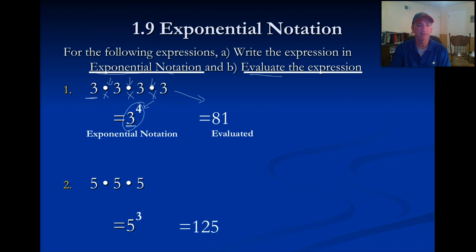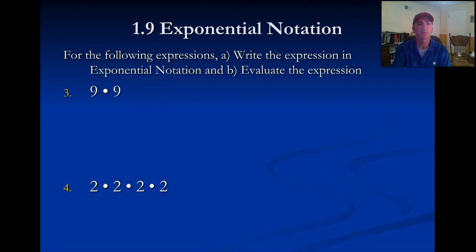So if we look at number 2 here, that's 5 to the third. That's exponential. That's part A. And then evaluated, B, 5 times 5 times 5. It's 125. Again, this is a great place to hit pause, test yourself, and see if you can do those accurately, and come back and see if you get the right answers. And here they are. Take a minute, look it over, see if you agree with the solutions.